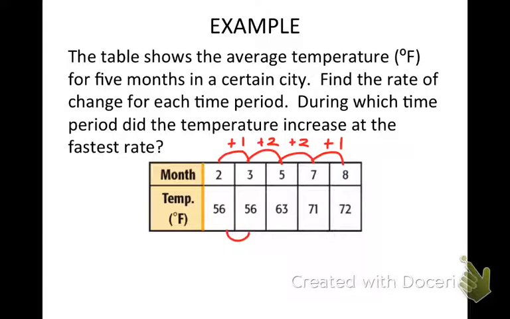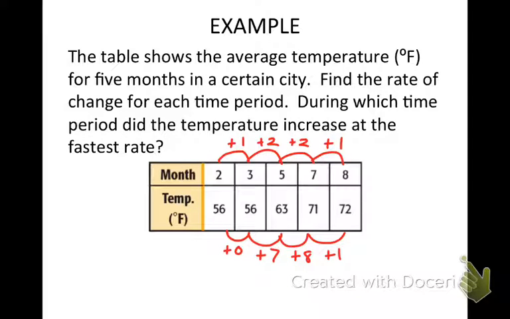56 to 56 plus 0. 56 to 63. Sorry, I was writing 4. 63 to 71. 71 to 72 plus 1. All right. So we want to find the rate of change for each time period. So from month 2 to month 3, how much is it changing? 0. The temperature is changing 0.